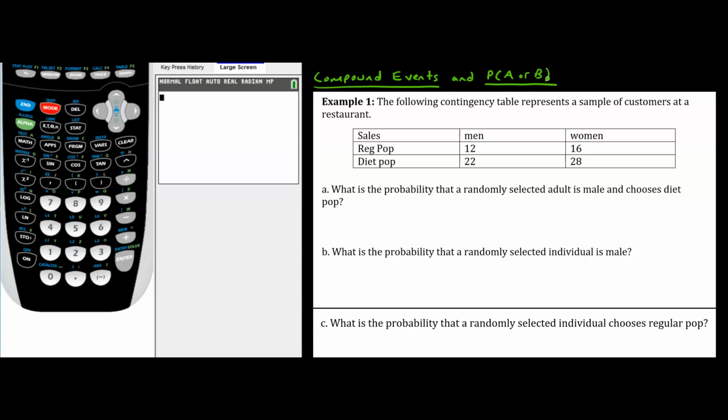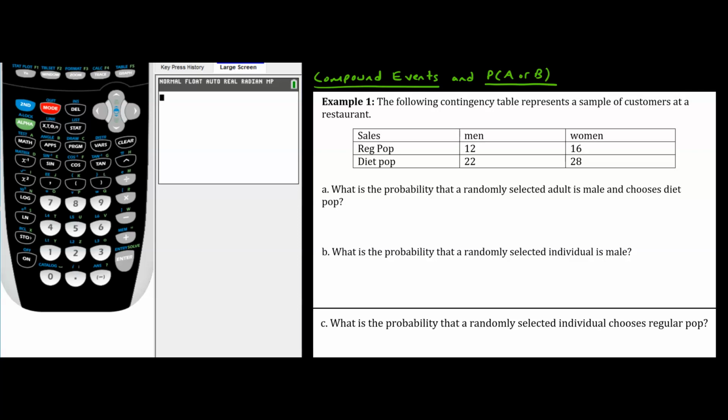It says the following contingency table represents a sample of customers at a restaurant. You can see that we have some men and women at the restaurant, we have regular pop drinkers, we also have some diet pop drinkers, and we have a nice breakdown of who's drinking exactly what. So let's look at the first question.